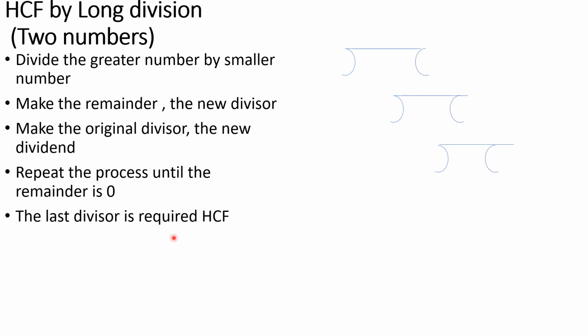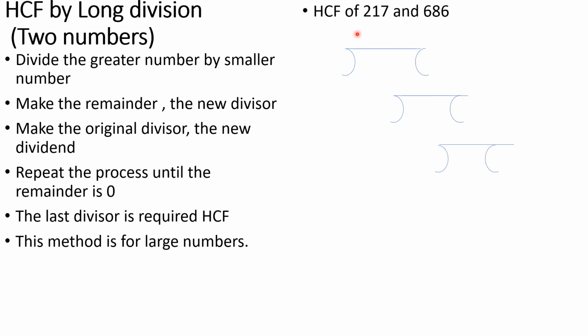The last divisor is the required HCF. Let us understand by one example. So here is your question: HCF of 217 and 686. Now here, which one is smaller? Yes, 217 is smaller, so it is our divisor and 686 will be our dividend, right?